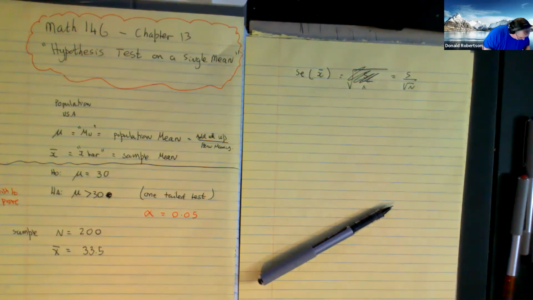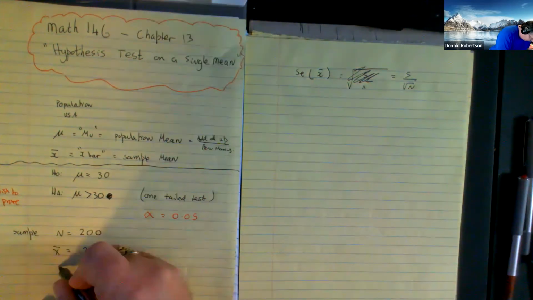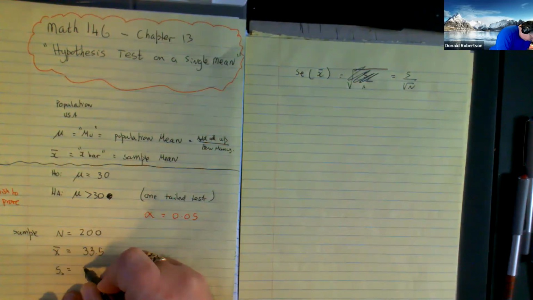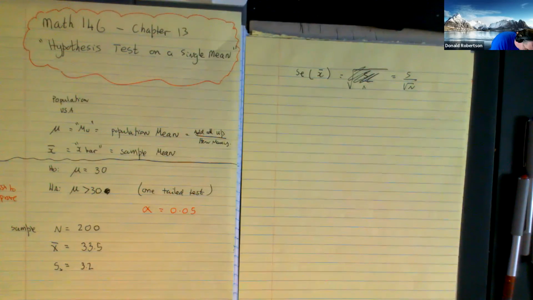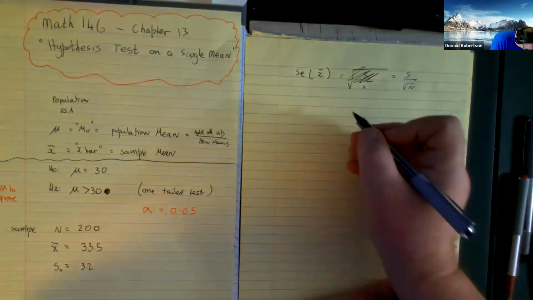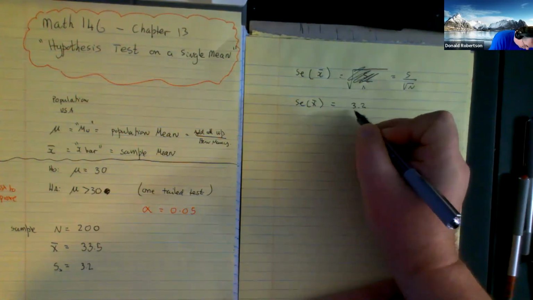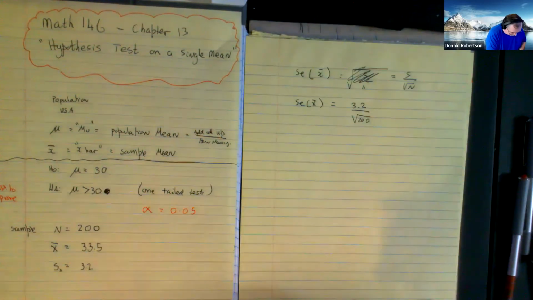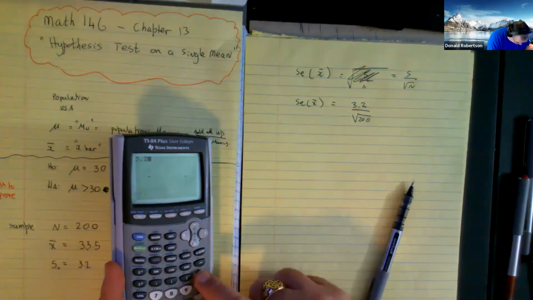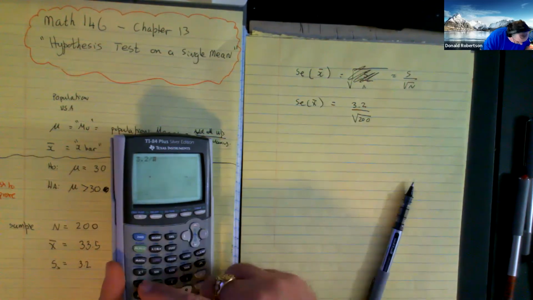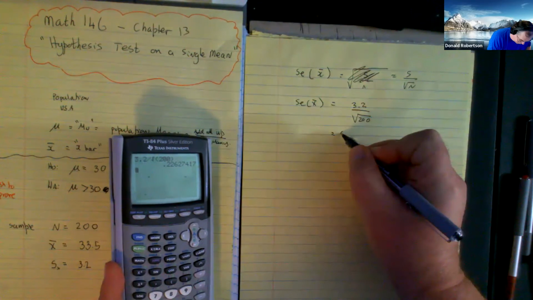When I collected this data, I also collected the standard deviation, and it was 3.2, let's say. So the standard error is 3.2 divided by the square root of 200. On my calculator, that's 3.2 divided by the square root of 200. And that gets me roughly 0.226.